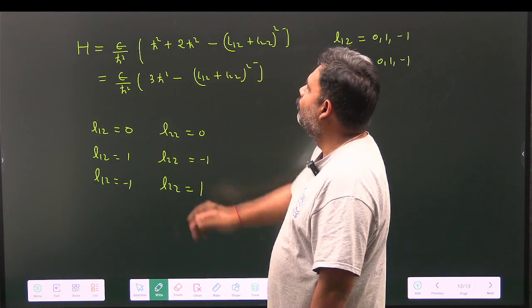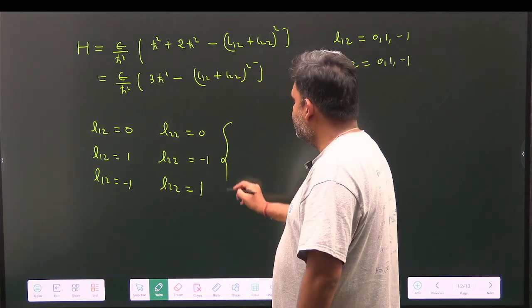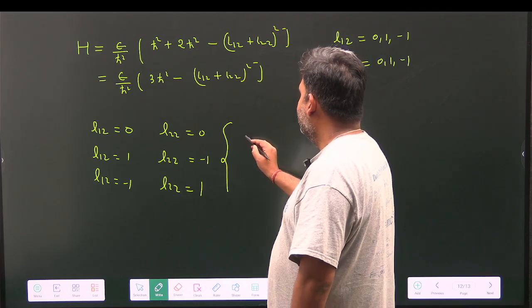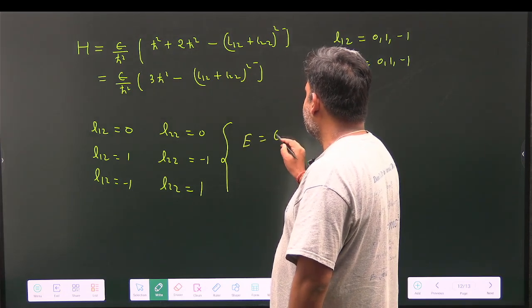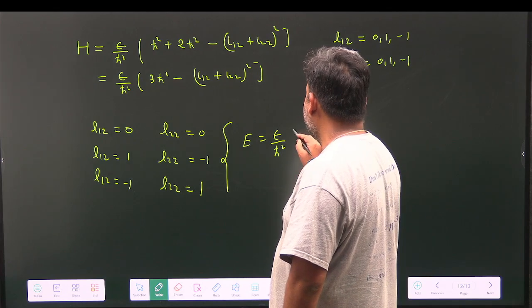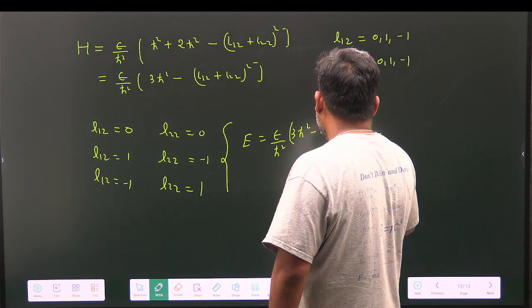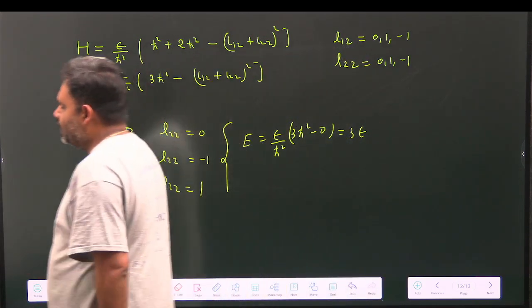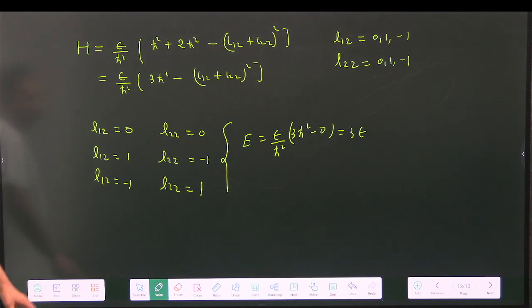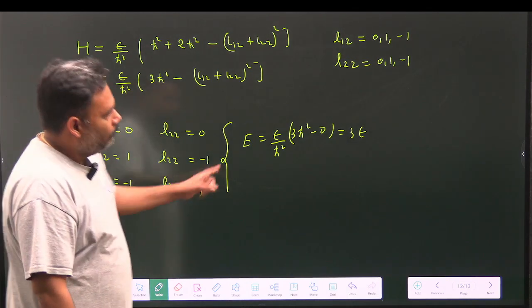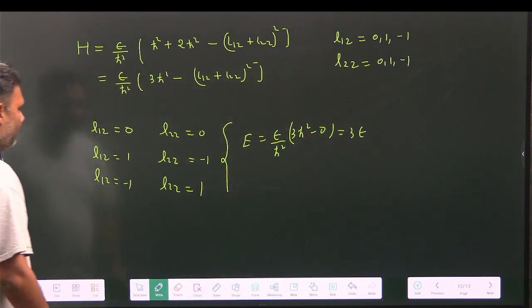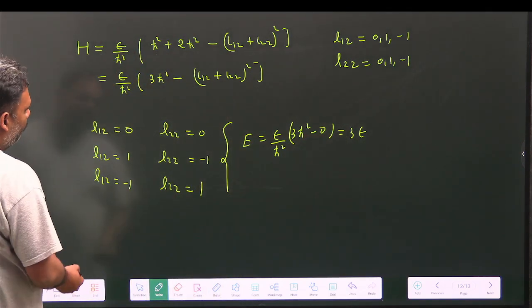So this value will always remain the same. For these 3 sets, we have energy equal to epsilon upon h cut square into 3h cut square minus 0. So that value is 3 epsilon. So this is one set of quantum numbers, and these have energy 3 epsilon.